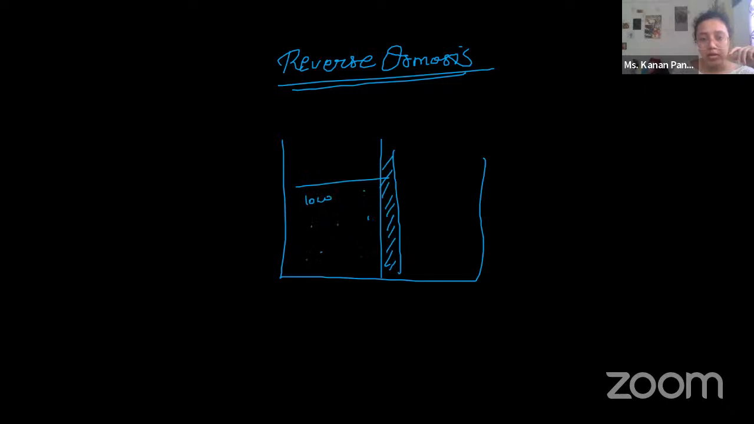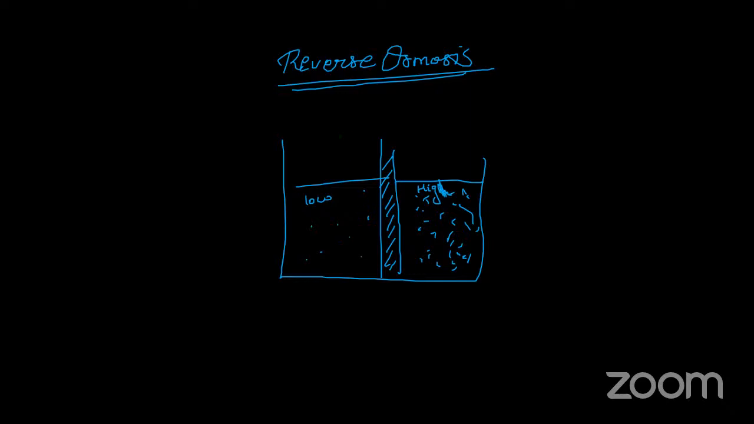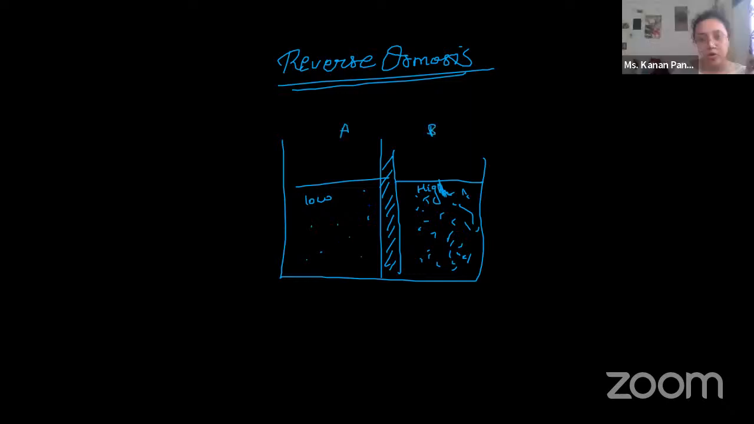Reverse osmosis. So reverse osmosis में क्या होता है? Again, you have a semi-permeable membrane. Here you have low concentration, and here you have high concentration. So osmosis में क्या होगा? What will normal osmosis be? From low concentration to high concentration, from compartment A to B.